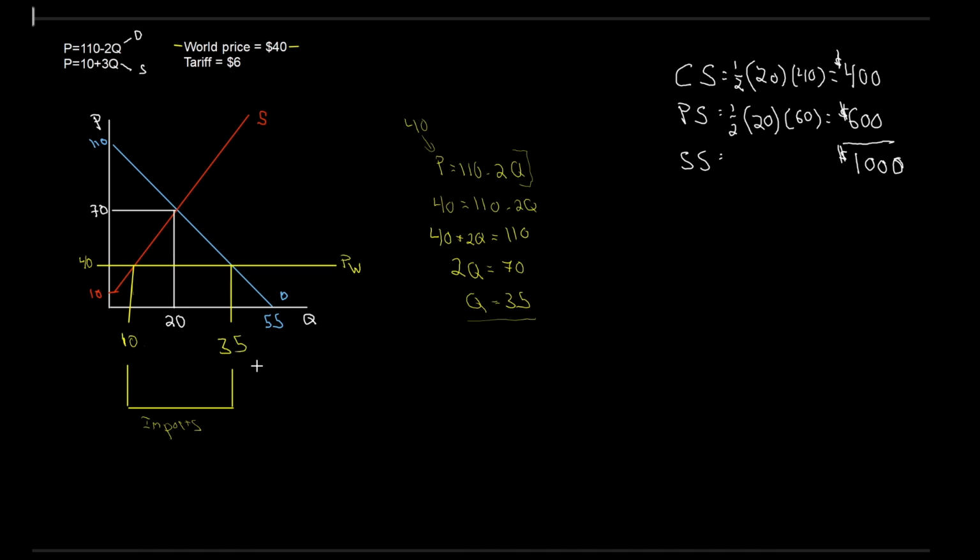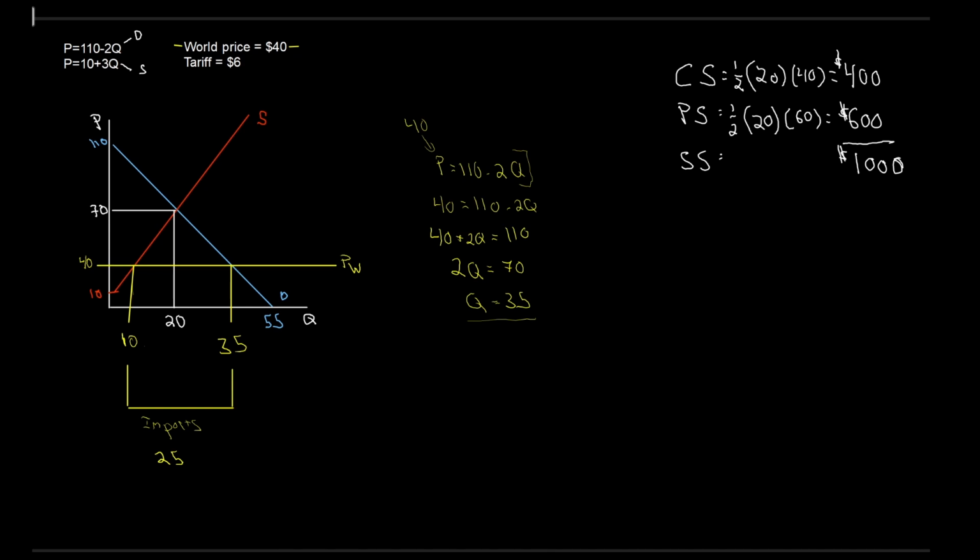So how many goods are we importing altogether? Well, our local industry is able to produce 10. We are wanting to buy 35 altogether, so we are importing 25 units. So 25 units being imported, all said and done.